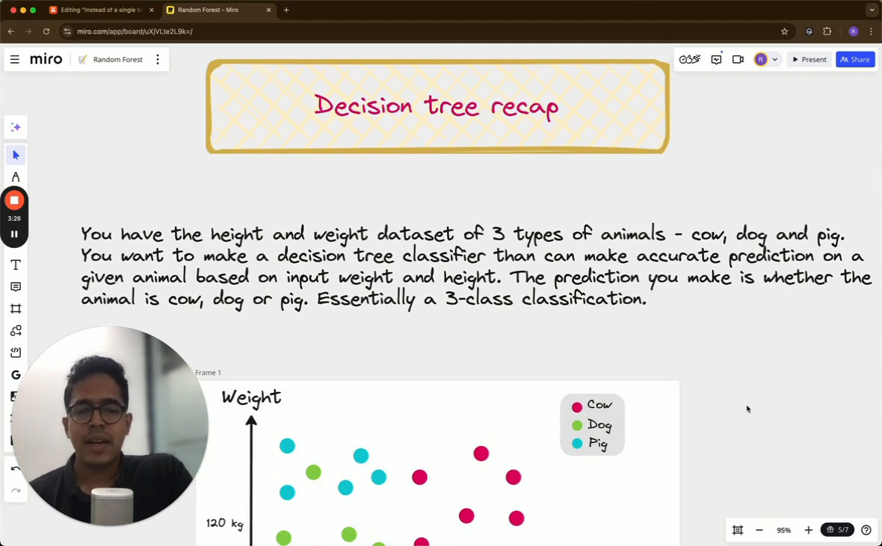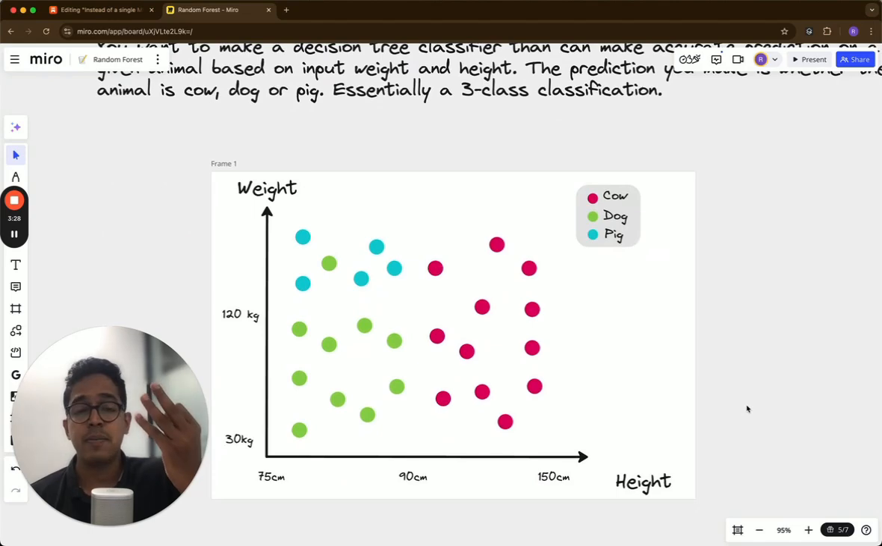So here you have a data set which has three types of animals: cows, pigs, and dogs. You have two features, weight and height, plotted on y and x axis respectively. And here it's like a three-class classification. You are classifying based on these two features.